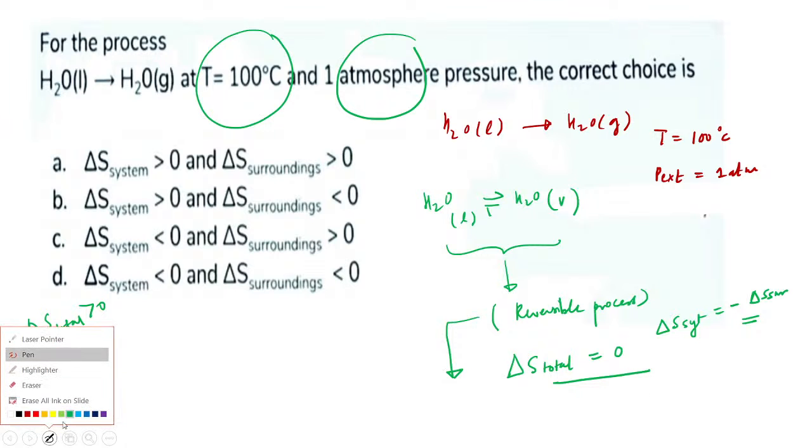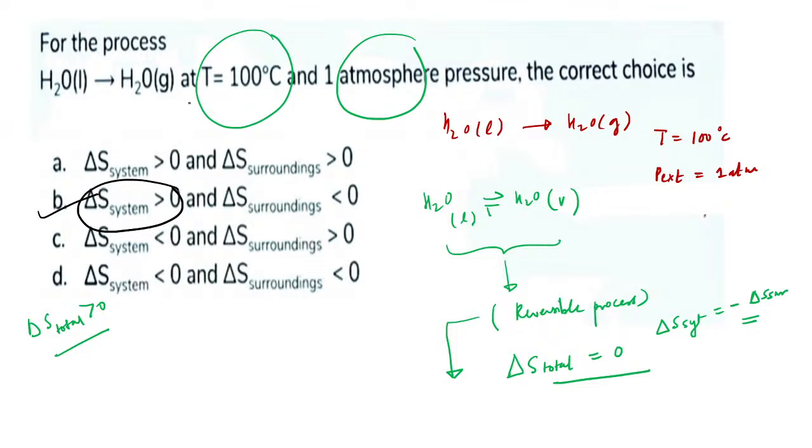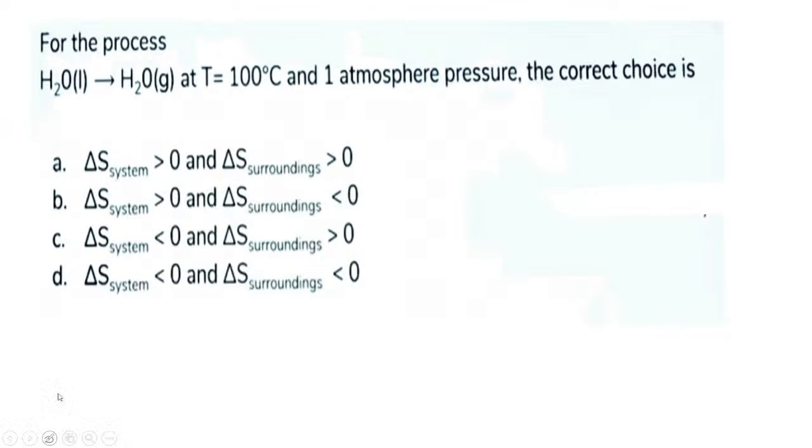So let's go by this condition. Delta S system is definitely greater than 0, because we are going from liquid to gas, so randomness is increasing. Now in order to make delta S universe equal to 0, delta S surroundings should be less than 0. Then only you can get 0 for delta S universe. So the correct answer is option B. Is it clear to all of you? Any doubts in this question?